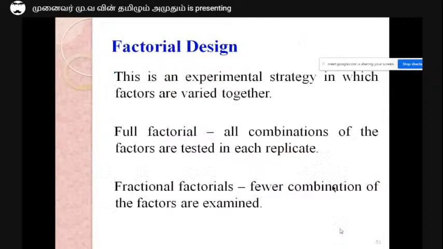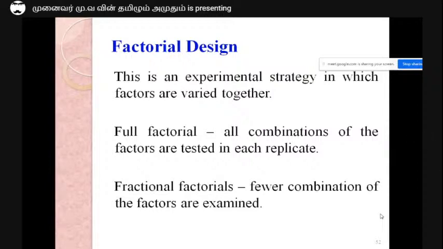In full factorial design, all combinations of the factors are tested in each replicate. If we have only a few combinations, then fractional factorial is enough to do the modeling.